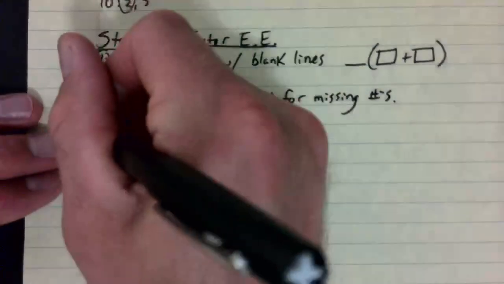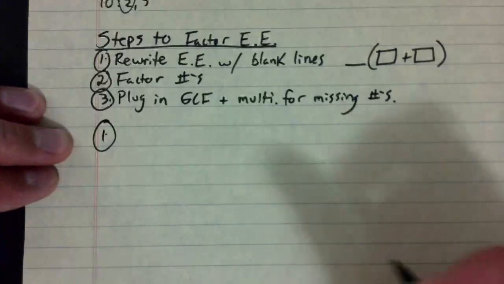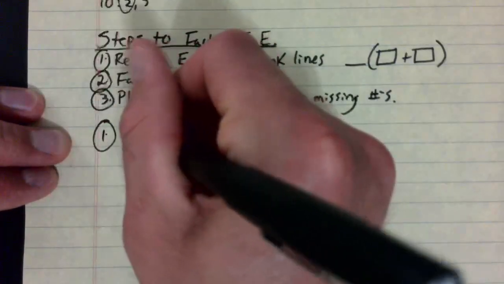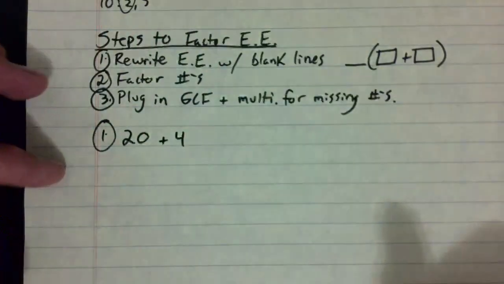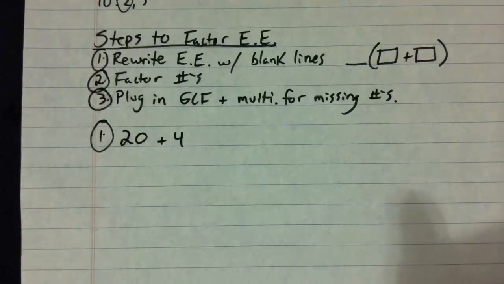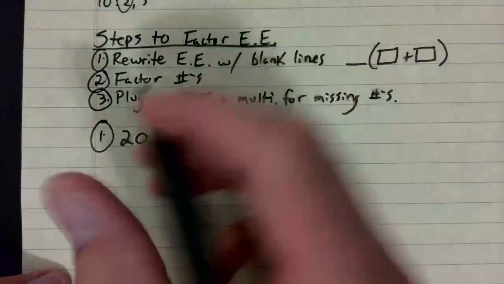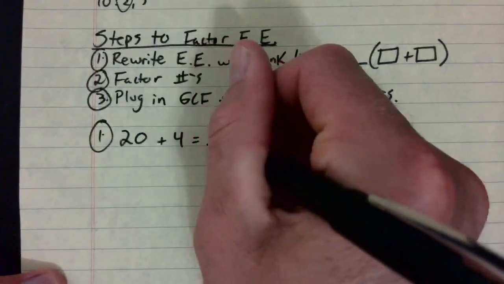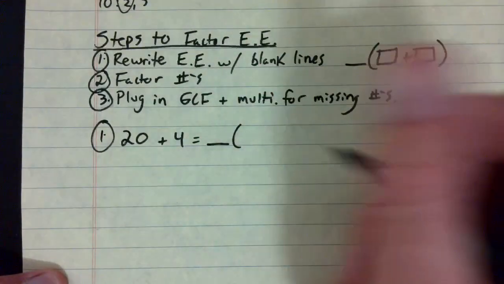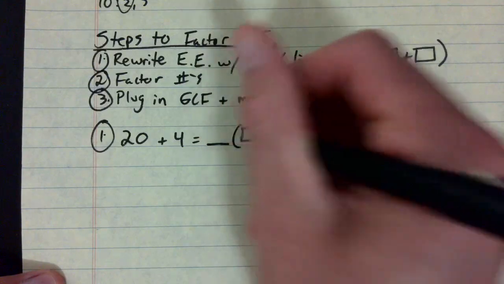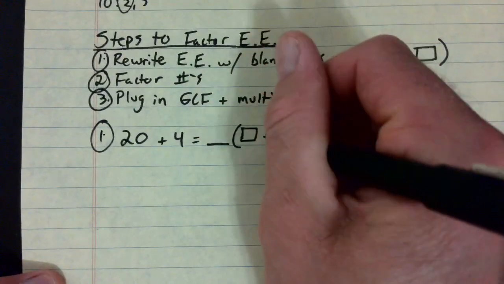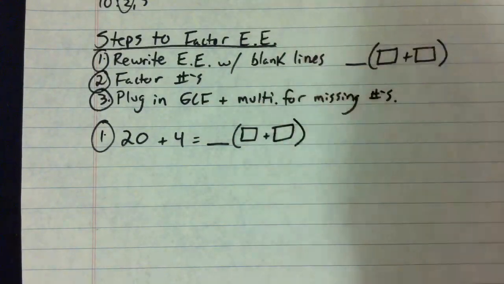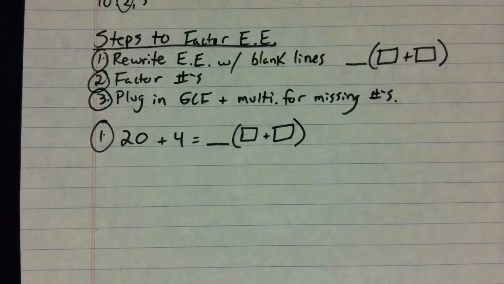So let's see what this looks like. Number 1 is 20 plus 4. So we must factor this expression. Step 1 is to just rewrite with blank lines. Equals blank times the quantity box plus the box. Okay? So step 1, done.